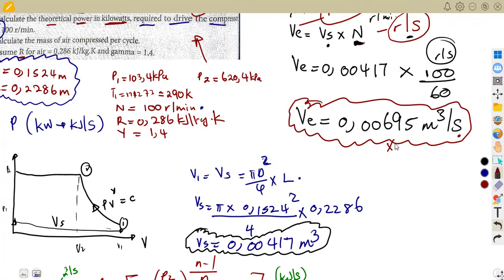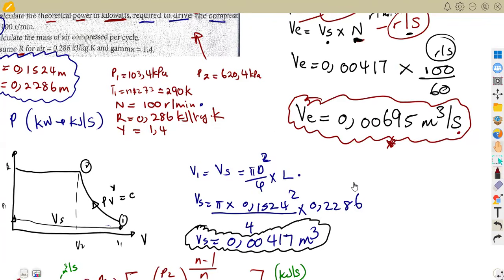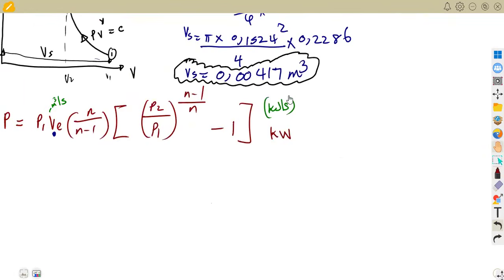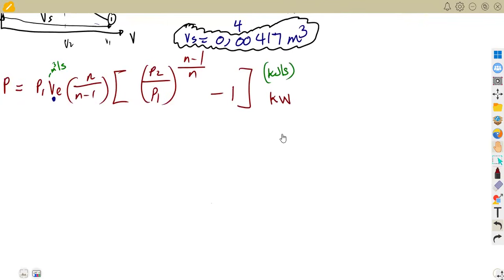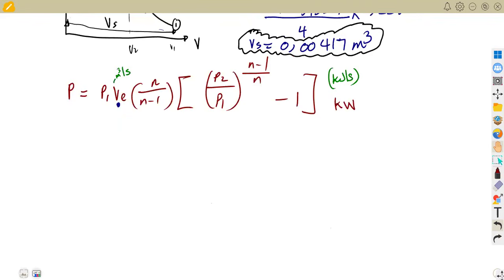With this VE, if I just use this VE, this one that you are seeing here, automatically your answer will be in kilowatts, because that's kilojoules per second. So that's it, we are done. Let us calculate our power, guys.